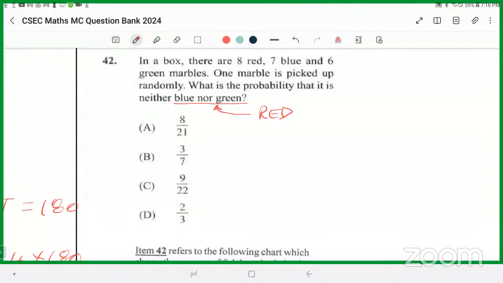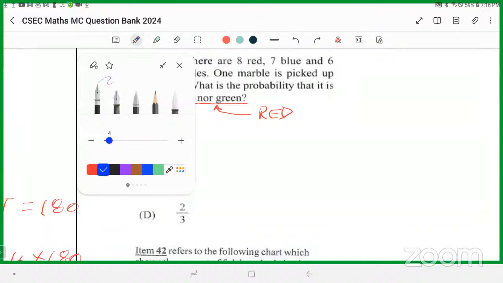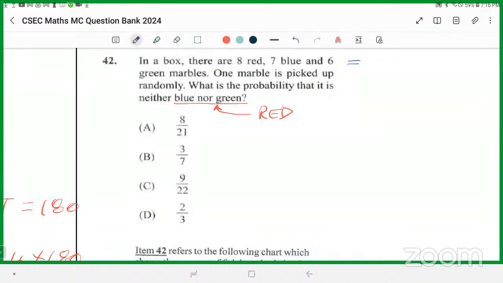What's the total number of marbles in here? 8 plus 7 plus 6. How much does that work out to? 21? That looks like 21. You see on this here, 15 and 6, 21. So there's 21 marbles total.